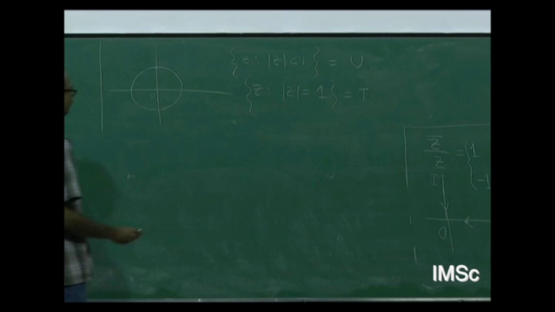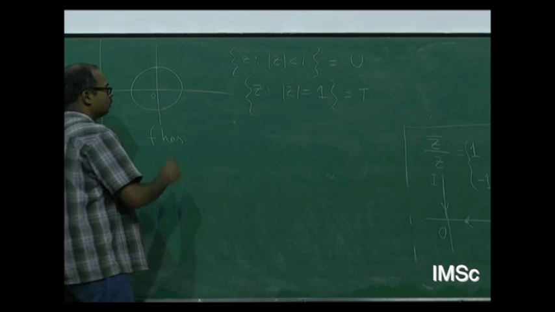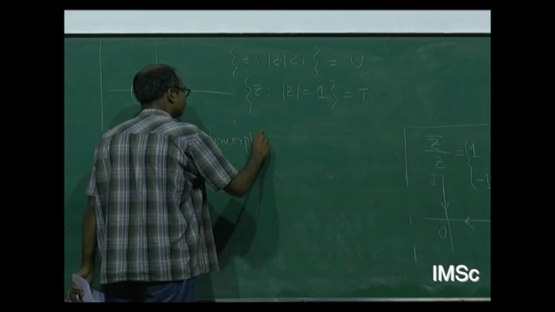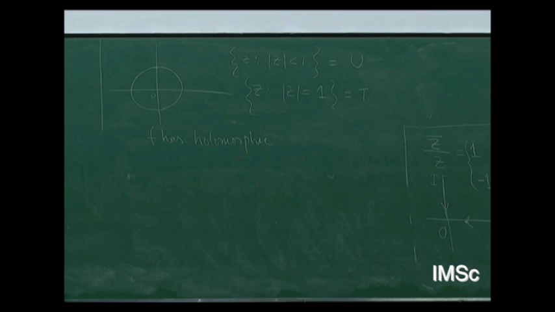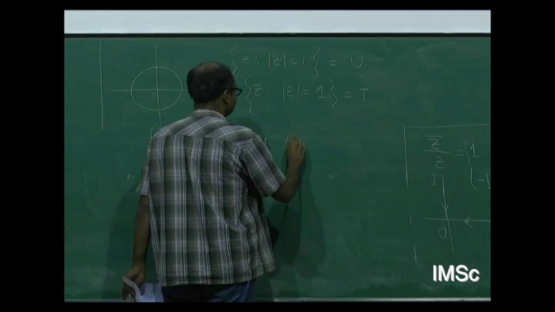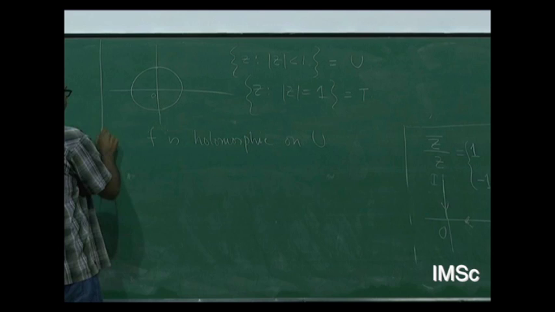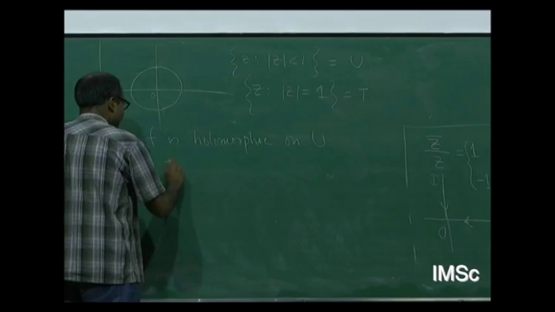What I was talking about: f is holomorphic. That is a peculiar property of complex functions. If it is differentiable, then it is differentiable of all orders. That is a major difference from real analysis, and in that situation we call it a holomorphic function. So f is holomorphic on U, which has derivatives of all orders. Then it satisfies the Cauchy-Riemann equation, which we define by delta bar f equals 0.